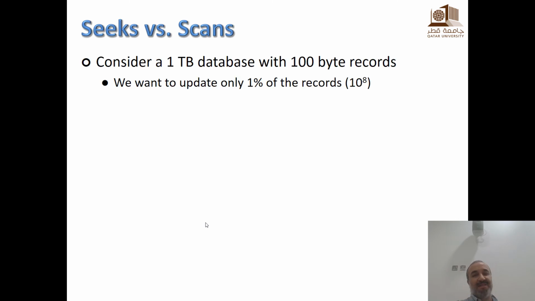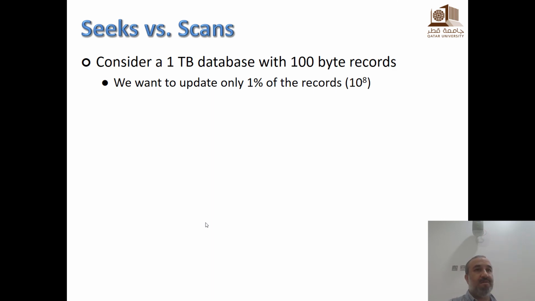So here's a very nice example. Let's say that we have 1 terabyte of data with 100-byte records, and each record is 100 bytes. Let's say our task is that we want to update only 1% of these records. Since we have 1 terabyte of data and each record has 100 bytes, we have 10 to the power 10 records, and we just need to update 1% of them, which is 10 to the power 8 records.